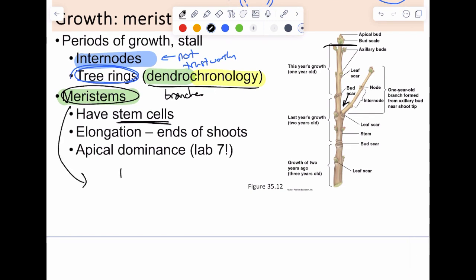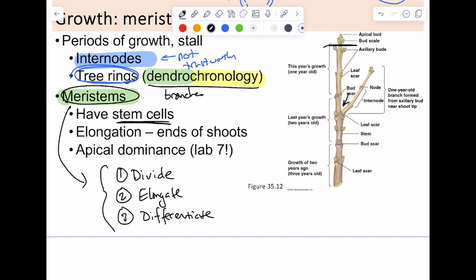What they're going to do is they're going to divide. They then elongate. And then they differentiate, meaning they're going to turn into dermal tissue or vascular tissue or ground tissue. They split apart.